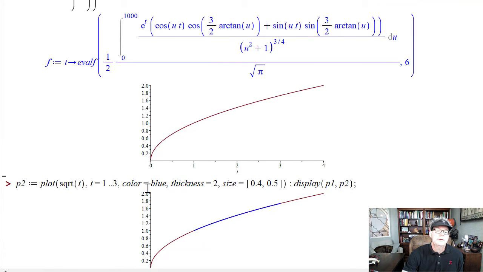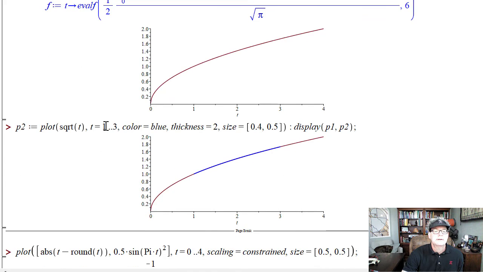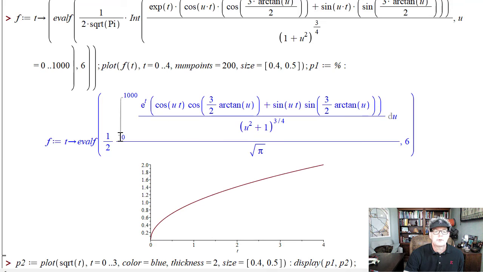So here's the square root. I already did the square root from 1 to 3, and you could change it to 0 to 3, whatever. But you can see, of course, it perfectly matches. So this integral worked out pretty well to become the root t. So how does that help us solve differential equations?